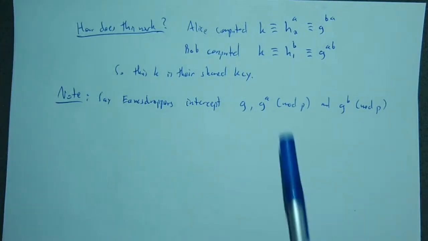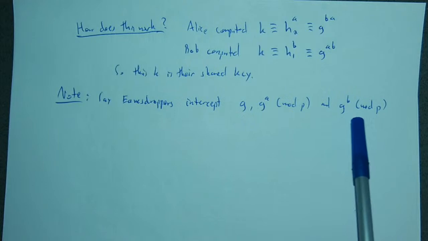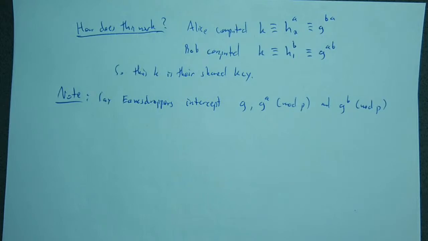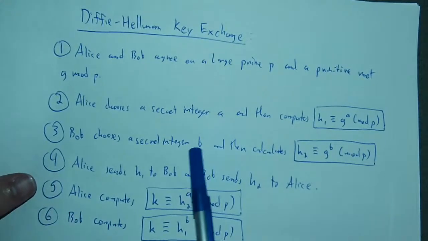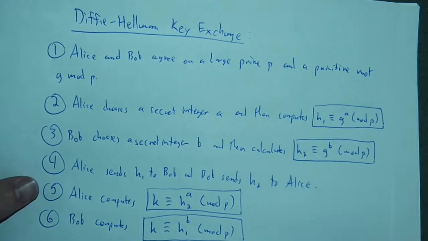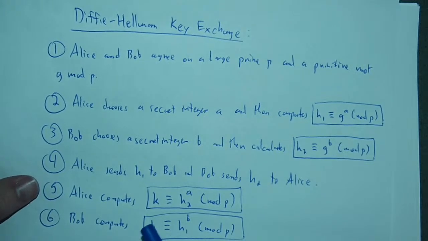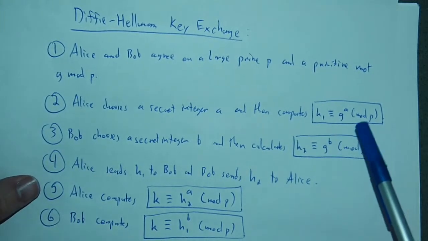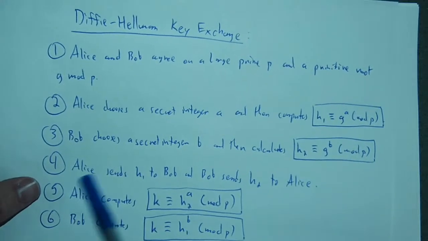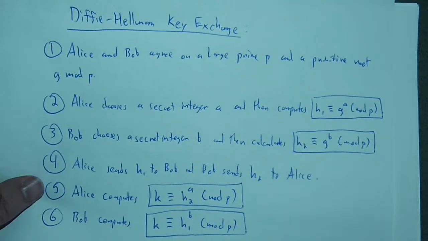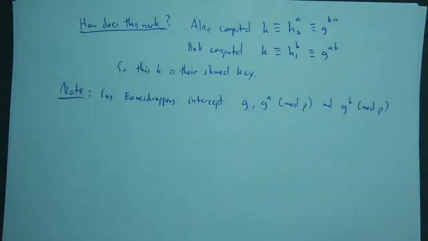Well, G to the A, that's H sub 1, and G to the B is H sub 2. So they don't have A and B, these secret integers in this process. The secret integers A and B that Alice and Bob came up with, they don't have those, but they have G, this primitive root, and they have H sub 1 and H sub 2. That's what Alice is sending to Bob and Bob's sending to Alice, so that's what eavesdroppers have intercepted. Then what would they need in order to figure out what K is?